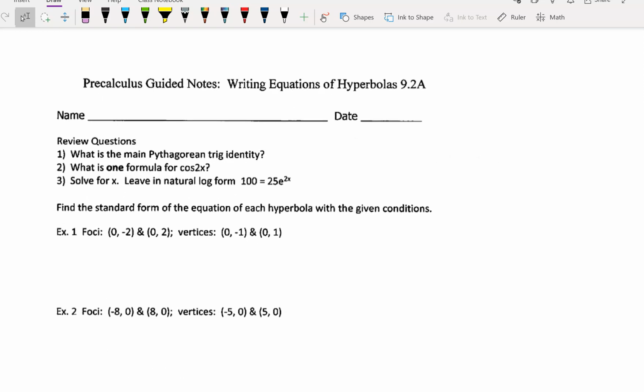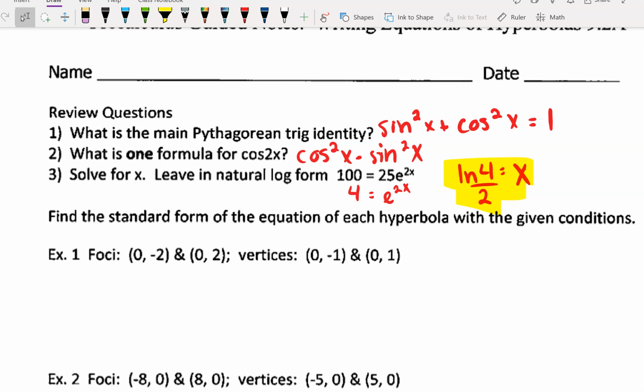Go ahead and pause the video and do those review problems and then unpause the video. All right, here are the solutions. Go ahead and ask your teacher in class if you have questions on any of those.